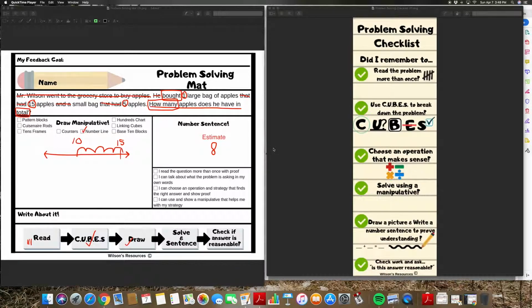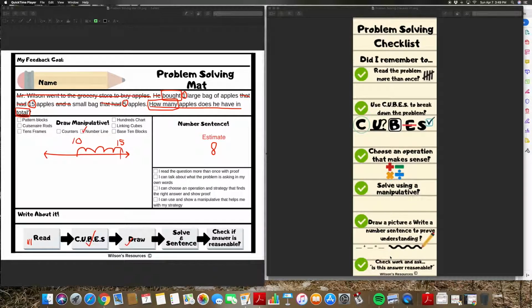But today, we're actually going to be focusing on the bottom half of this bookmark that you saw in the last video, and it's check, work, and ask, is this answer reasonable? Essentially, after we've processed through, we've done our cubes, we've read it a couple times, we've chosen our strategy and how we're going to show it, at the very end, is my answer reasonable? Have I actually answered the question properly?